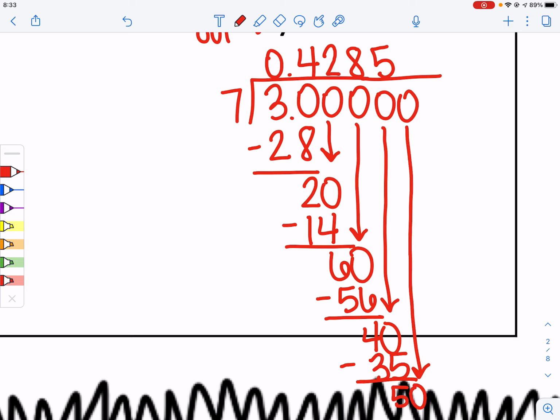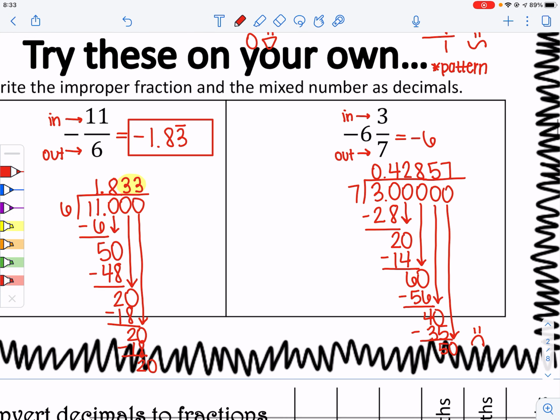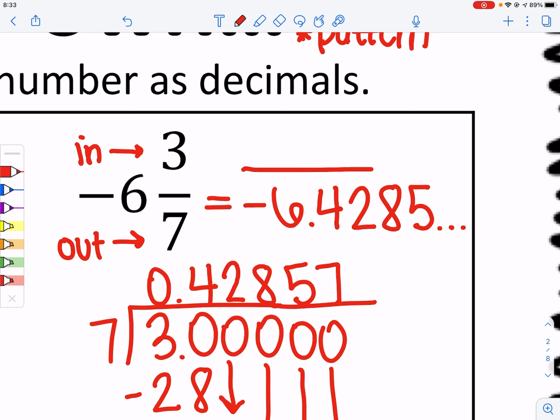Okay. 7 times 7. Let's see if you can see a pattern up here. I got 4, 2, 8, 5, 7. I'm not really noticing anything here. I'm not really noticing a pattern here, which I don't love. So I'm just going to put the first few numbers of my decimal. So just 4, 2, 8, and then I'll put the 5, and then I'll put a ... just to show that it keeps on going.